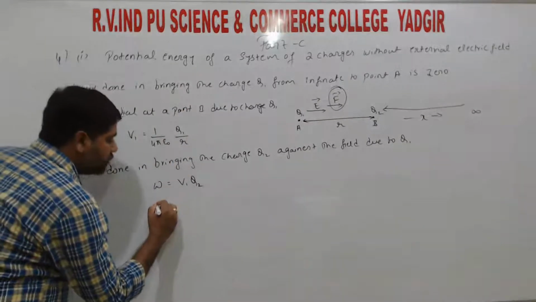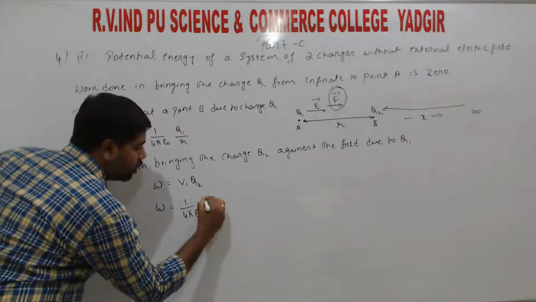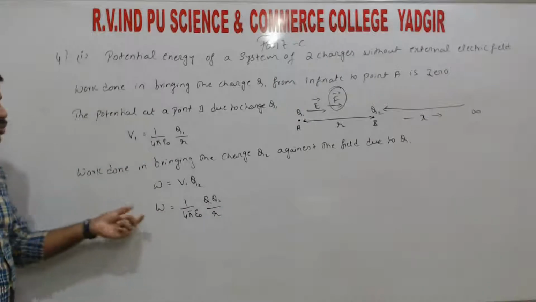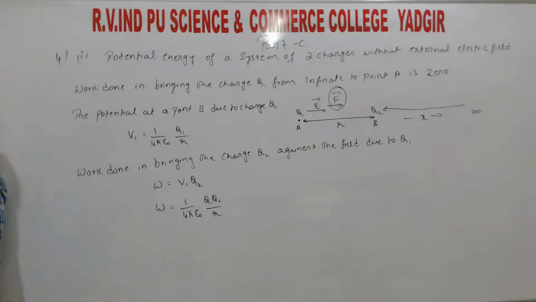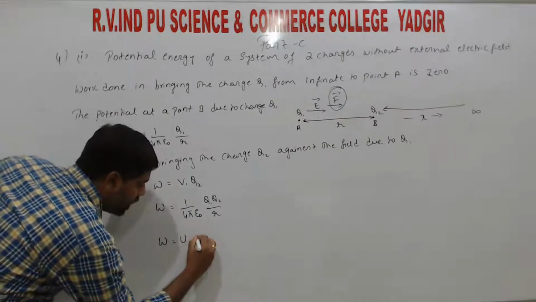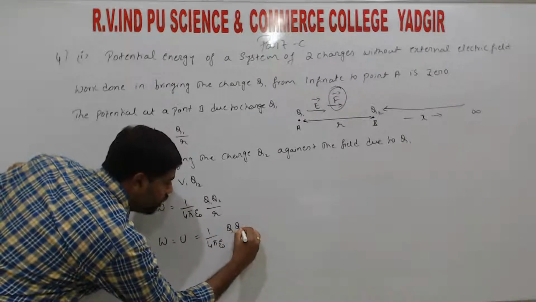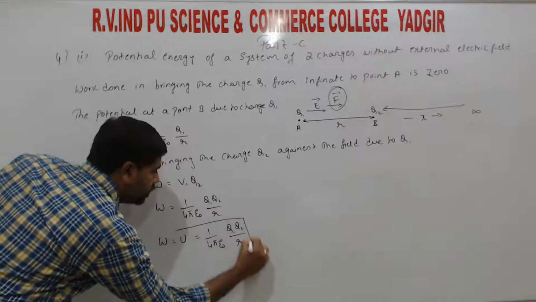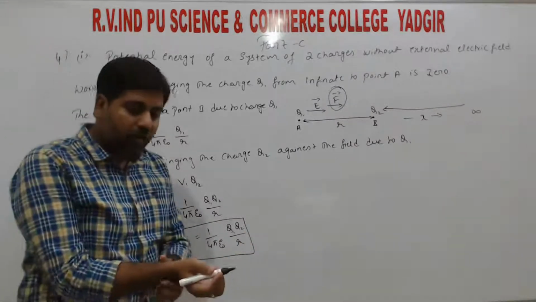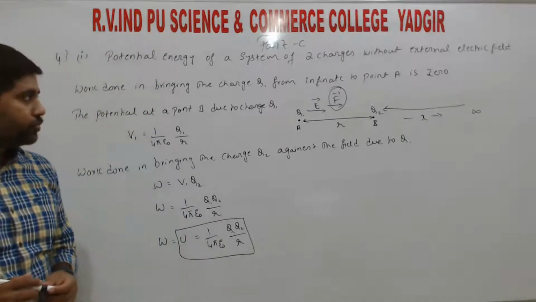So we have the value of V1, that is 1 divided by 4 pi epsilon naught, Q1 Q2 divided by R, right? So this work done is stored as potential energy, and that is W equals U, which equals 1 by 4 pi epsilon naught, Q1 Q2 divided by R. So this is the final expression, right? So 3 marks here, a simple and important relation, right?